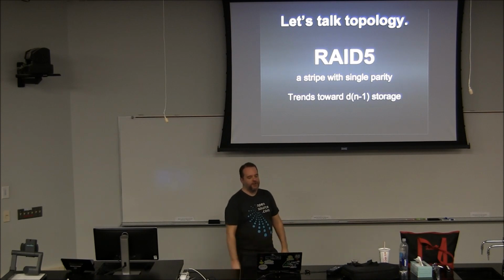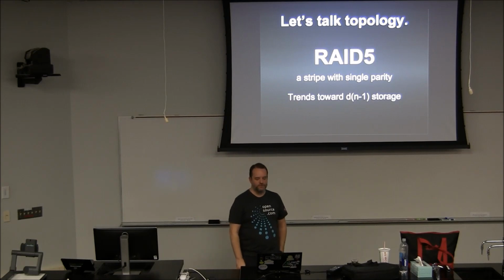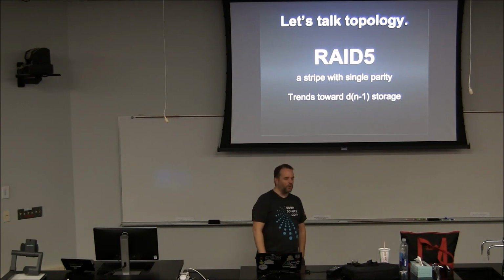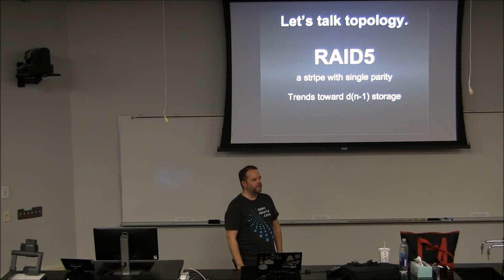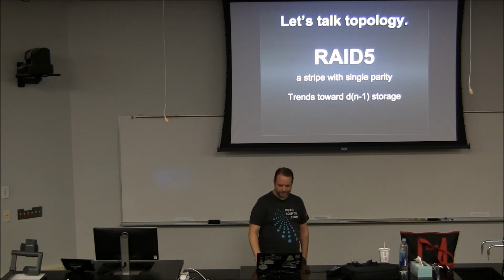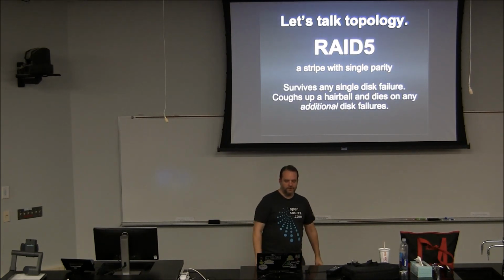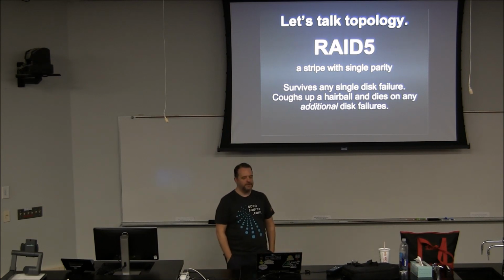So RAID 5 is going to trend towards N-1 storage. If you've got 8 disks in a RAID 5, you'll trend towards 7 disks worth of storage. You usually won't quite get there because there's a little bit of overhead involved, but you'll get pretty close. You can survive any single disk failure just fine. As soon as you have a second disk failure, you're dead, period.